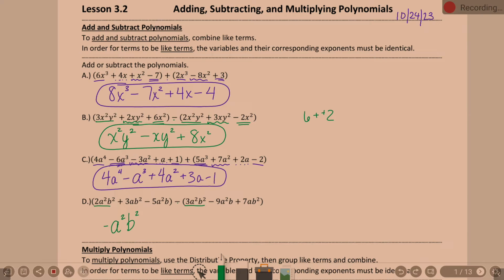3ab squared minus 7. Which one's what you put first? Since it's the a squared.